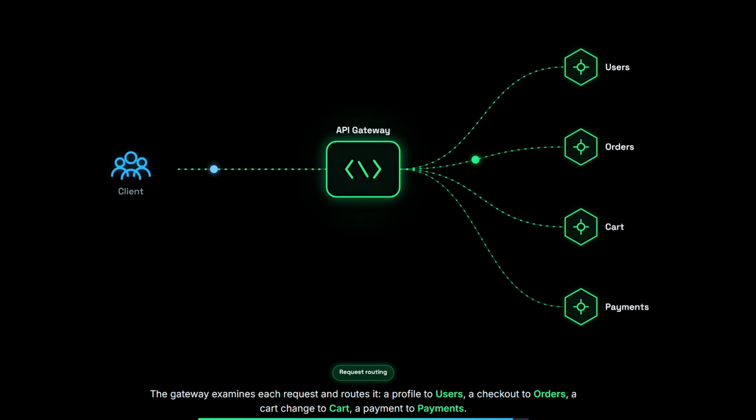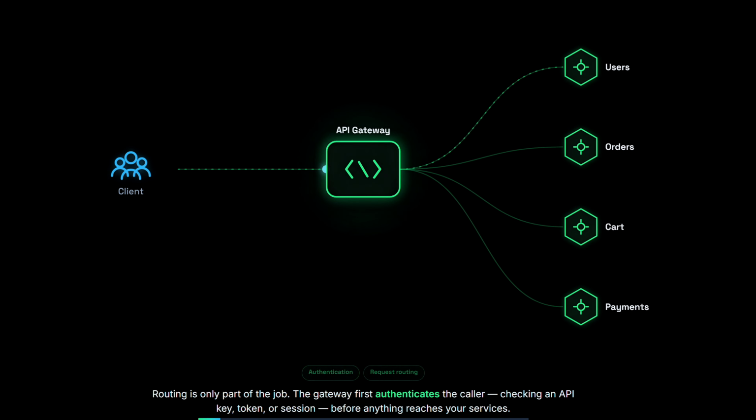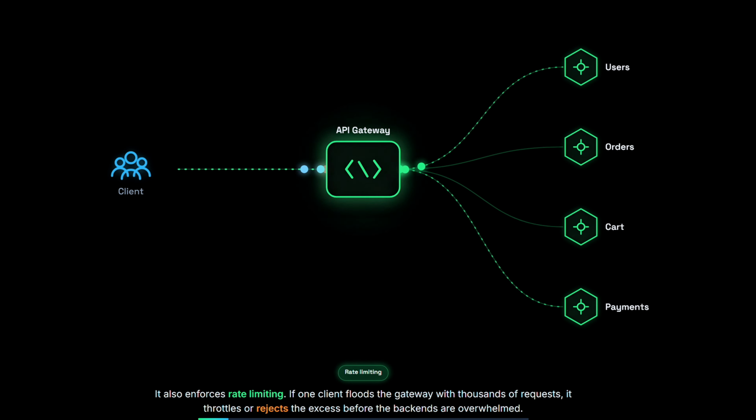But routing is only one part of the gateway's job. The gateway can first authenticate the caller by checking an API key, access token, or session. It can also apply rate limiting. For example, if one client suddenly sends thousands of requests, the gateway can slow down or reject some of them before they overwhelm the backend services.